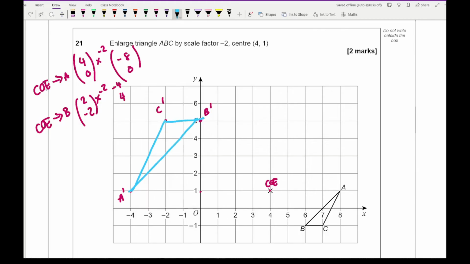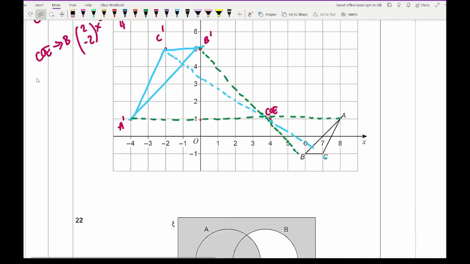And then you can check your answers by drawing projection lines, which they'll want to see, from the corresponding points, like so, and you want to show that they do meet at that center of enlargement.